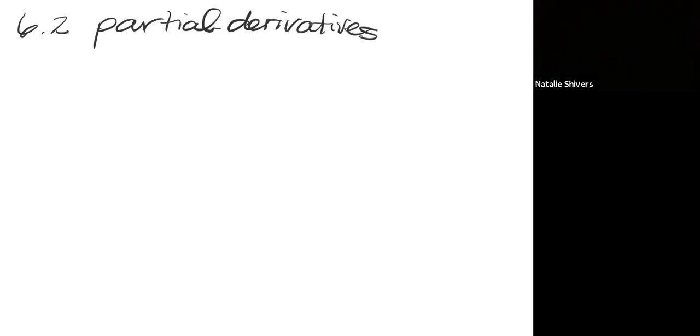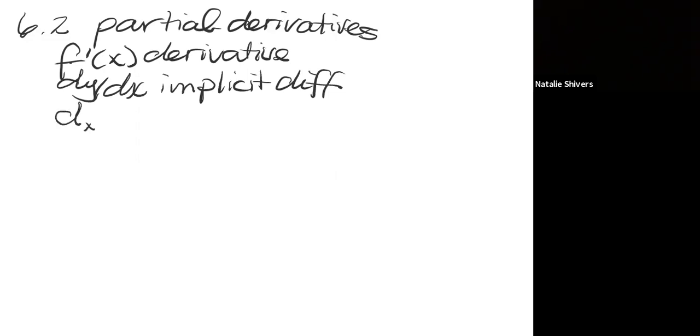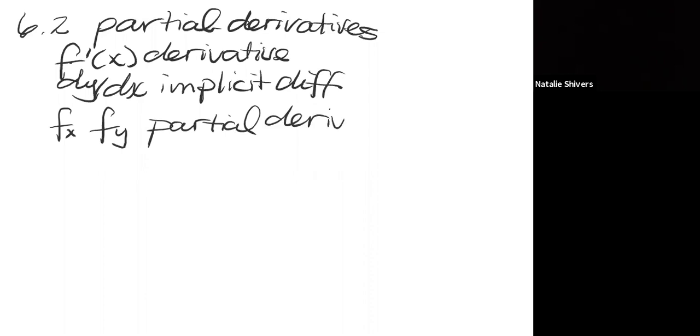Okay. So we had f prime of x is the derivative. And we had dy/dx is implicit differentiation. And then when we do partial derivatives, we're going to have d lowercase x. Oops, sorry. My bad. I meant f lowercase x and f lowercase y. Those are what we're going to use for partial derivatives. So hopefully we have a good handle now on implicit differentiation.